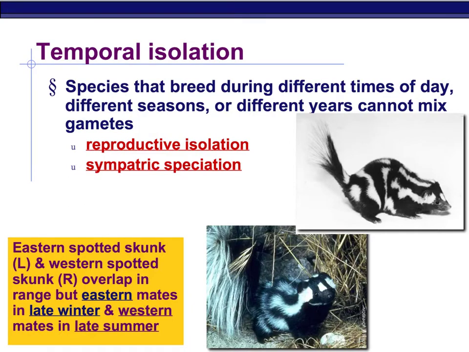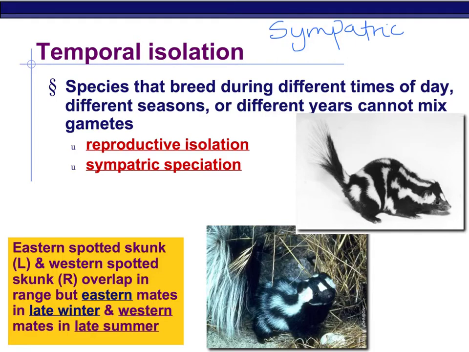Okay, then there's temporal isolation. So this is going to be another example of sympatric. This is when species breed during different times of the day, or maybe during different seasons, or even during different years. So again, they never meet each other. They can't reproduce with each other.